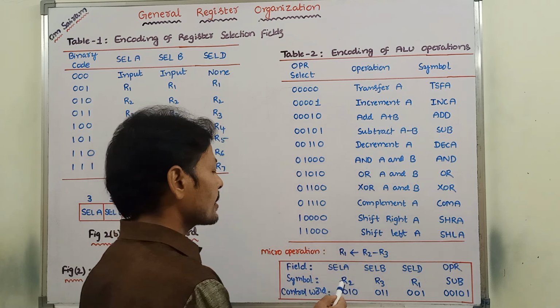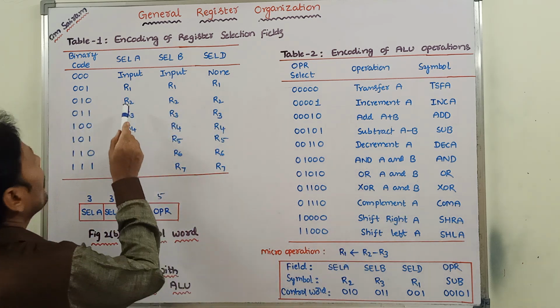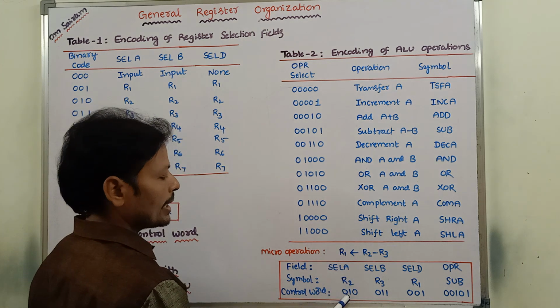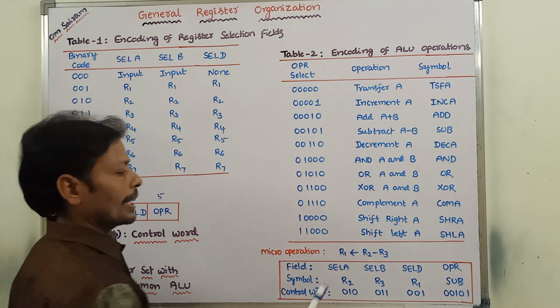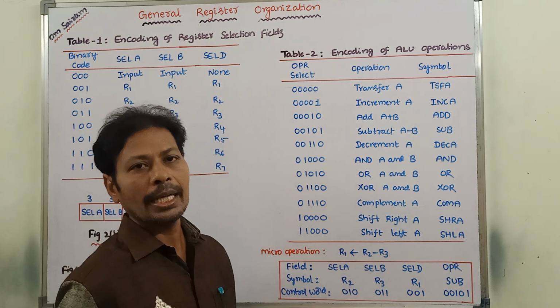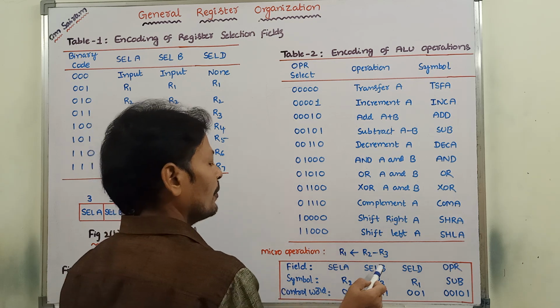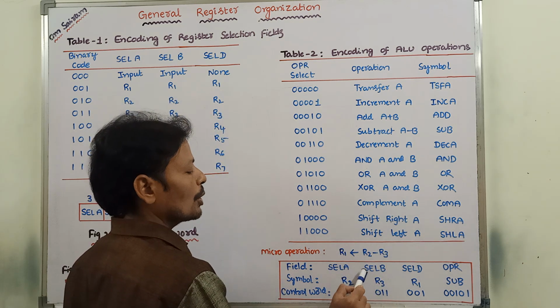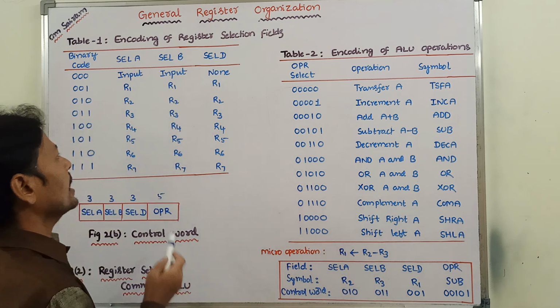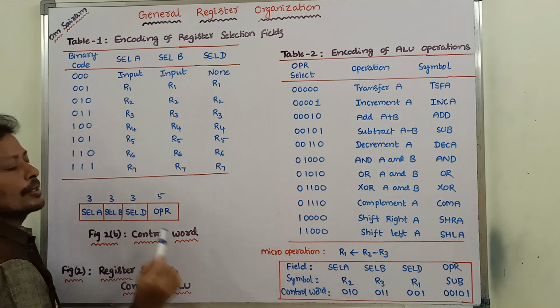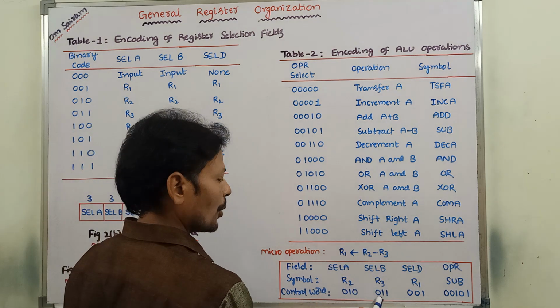What is the R2 value in binary? R2 value in binary is 010. We have to write 010. Next, what is the next register we have to select? That can be done with SELB. In SELB we have to use the R3 register. What is the R3 register binary value? That is 011. So we have to write 011.